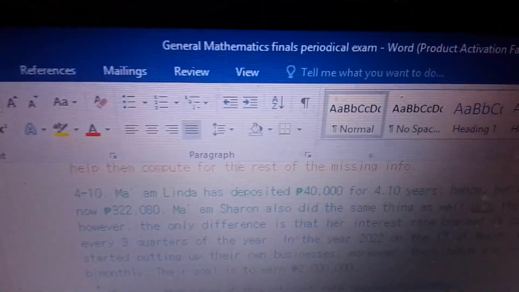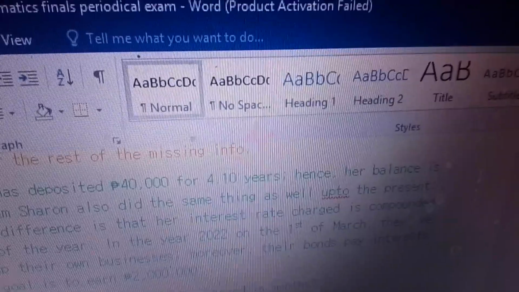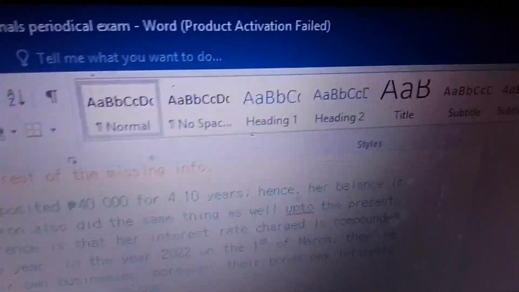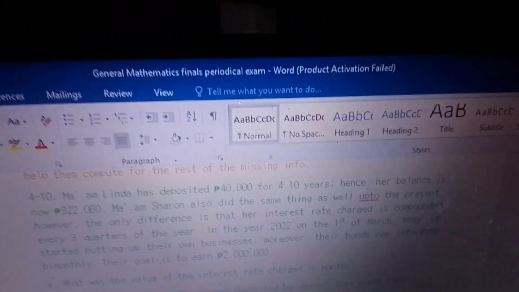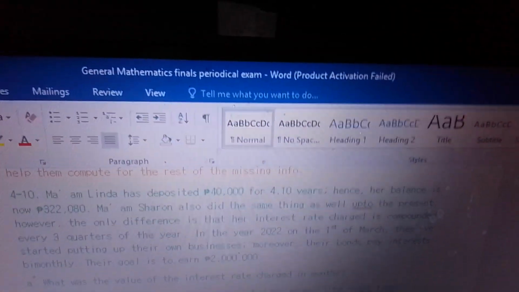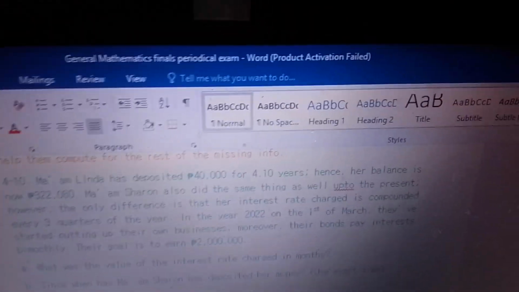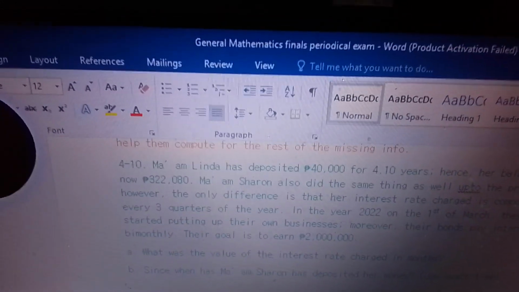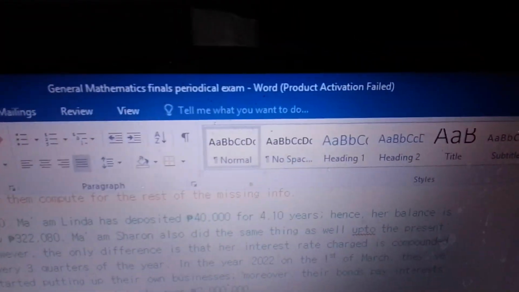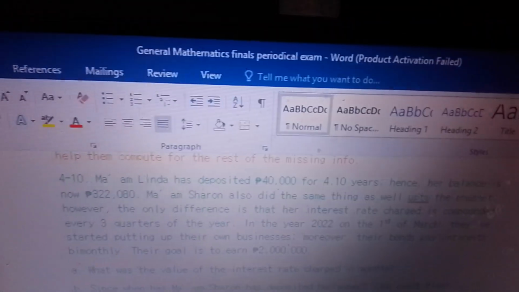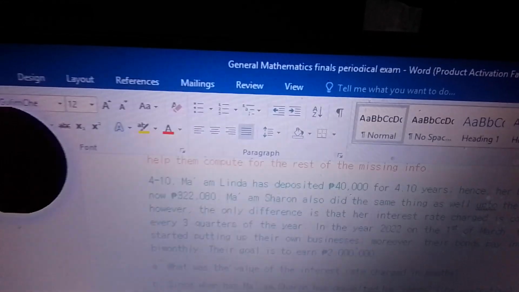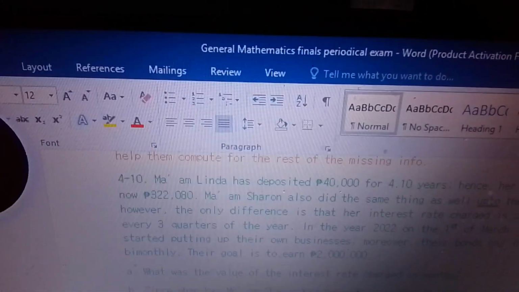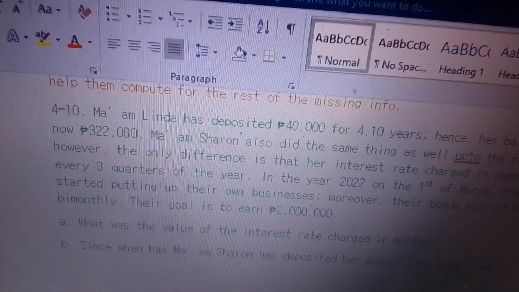Remember, it says here Ma'am Linda deposited 40,000 pesos for 4.10 years. Hence, her balance is now 322,080 pesos. Let's identify the first sentence. The 40,000 pesos stands for the principal, how much you deposited. And then 4.10 years is the time. And then the balance of 322,080 pesos is your future value or final amount. That's your future value, okay?